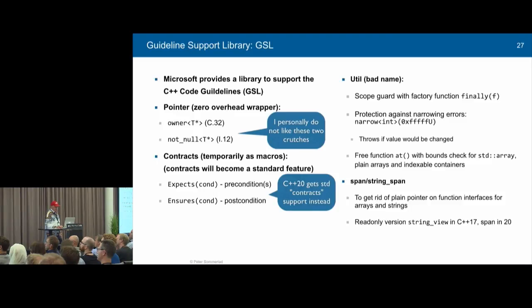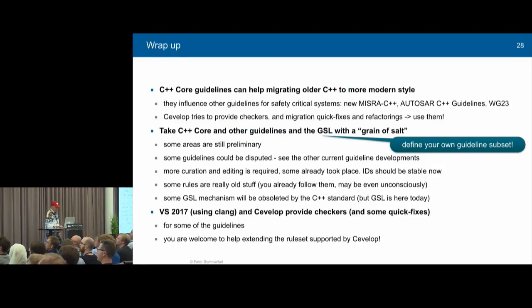And there's span and string span, and we have string view in 17, and maybe hopefully span in 20, and other things. The core guidelines can help you get rid of your old style C++ code, and most of the stuff you can actually change incrementally. There are IDEs like CLion or Visual Studio or CVelop helping you to do that.